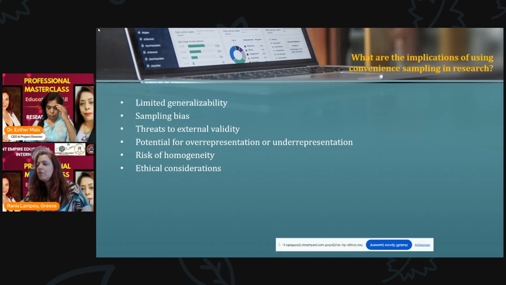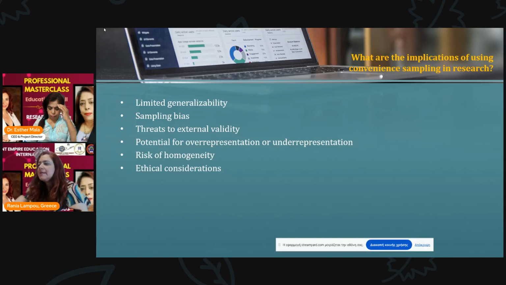The potential for overrepresentation or underrepresentation. Certain groups might be overrepresented, for example, students on the campus, while others are completely excluded. This alters the data and can lead to misleading interpretations. The risk of homogeneity. Samples drawn from a single location or group may lack diversity. This limits the ability to explore variations across different demographics or contexts.